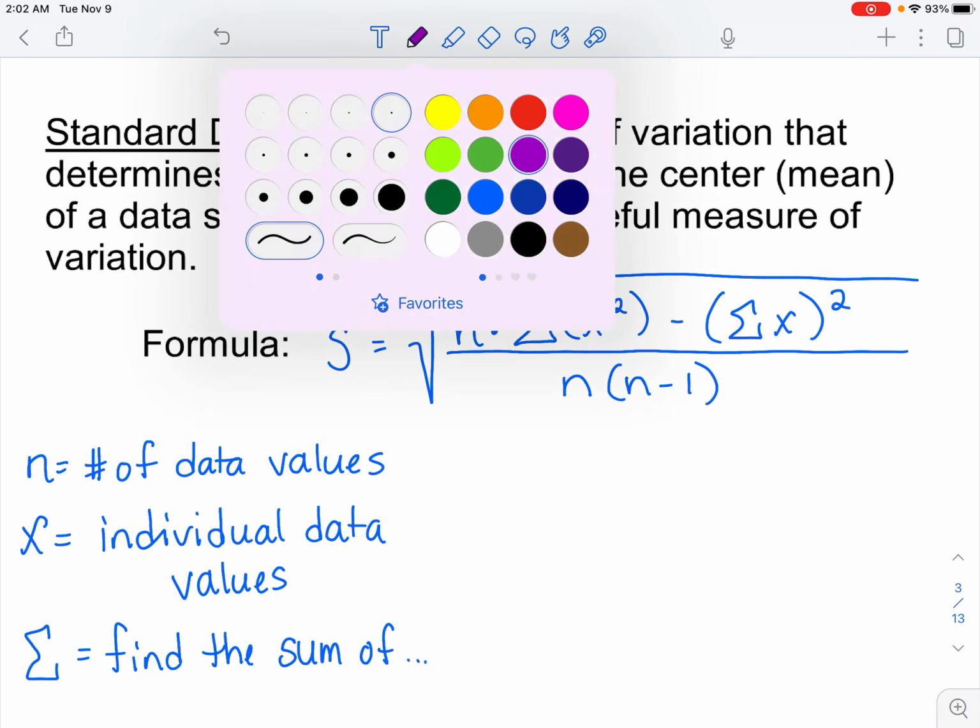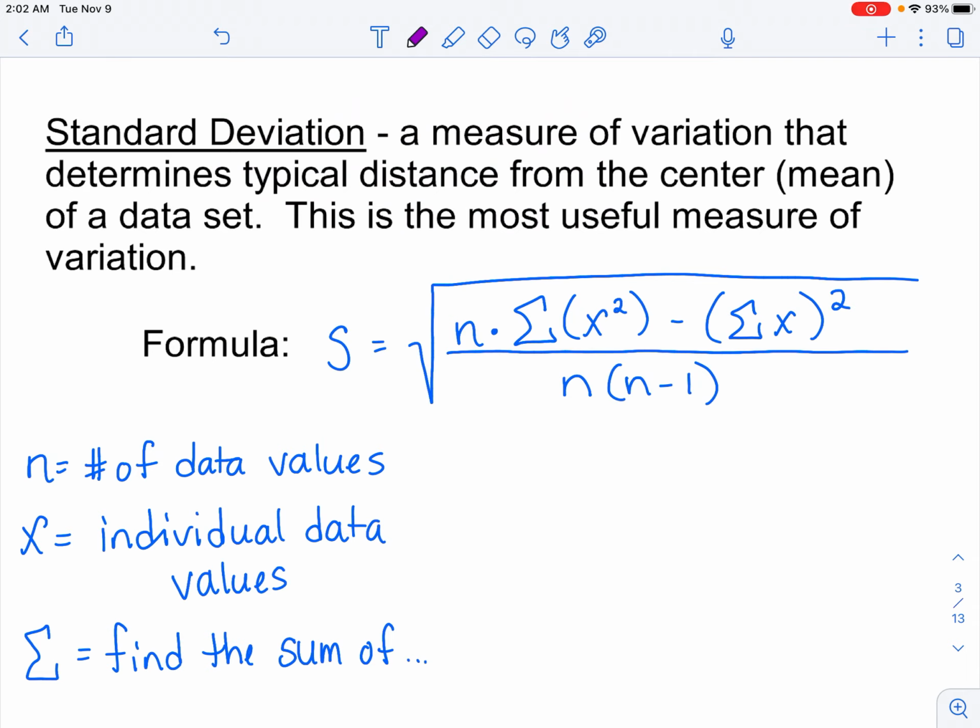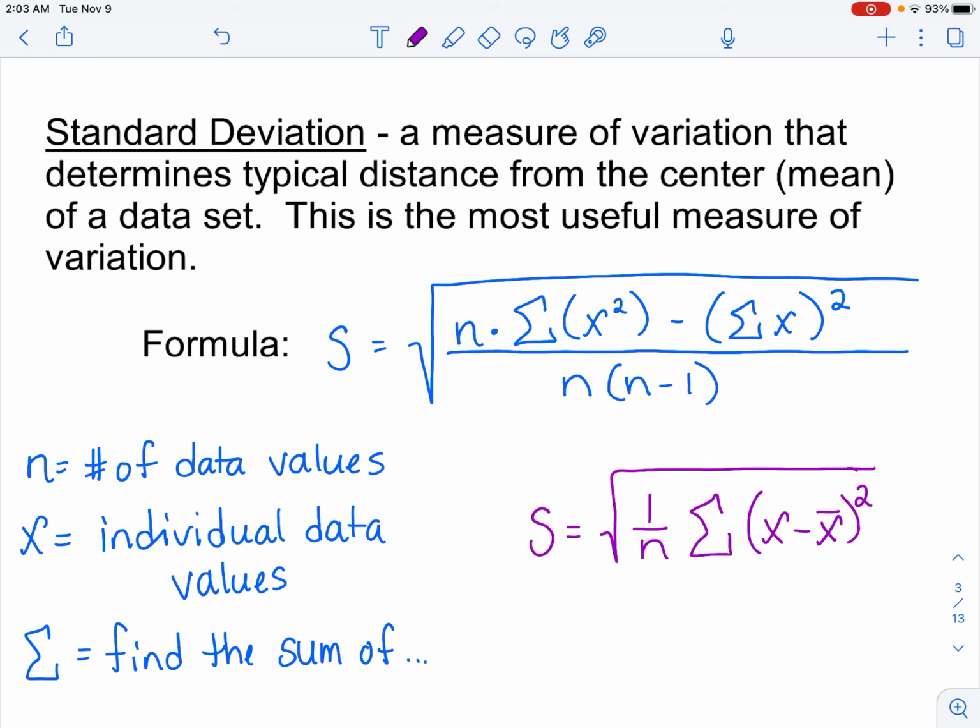All right, there is a second formula. This formula looks terrible, but it's actually the easier one to work with. There is a second formula that this comes from, also a square root, and it's 1 over n times the sum of the data values minus the mean, squared. That just shows that it does, in fact, take the mean into consideration. But again, the formula I just wrote in purple is not a formula you're going to work with. Even the formula in blue is not one that you're going to be responsible for.